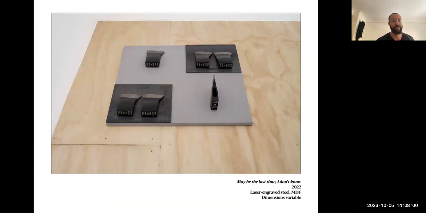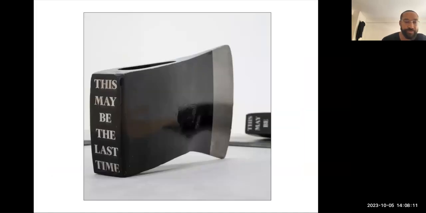This work is called Maybe the Last Time, I Don't Know. This title is partly a reference to a song, a Negro spiritual my grandfather always liked to sing at barbecues. Here's a detail.